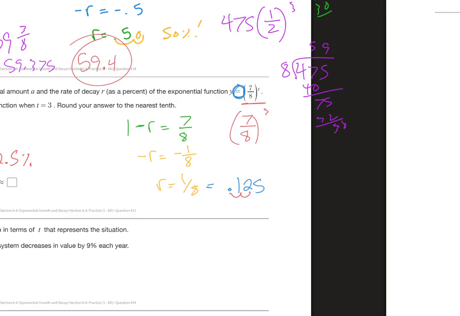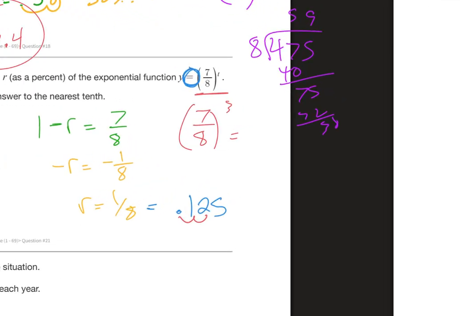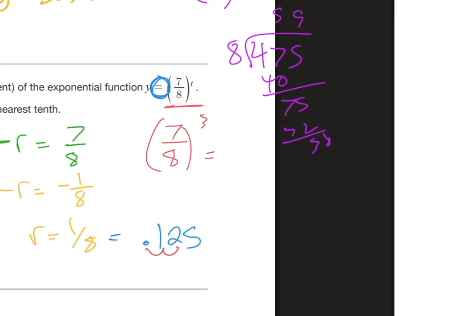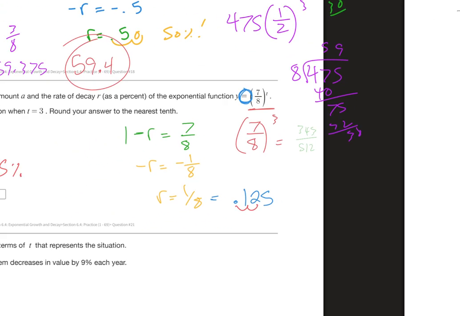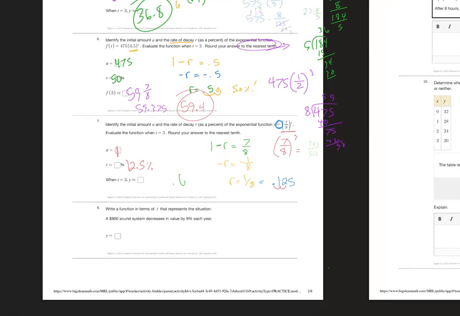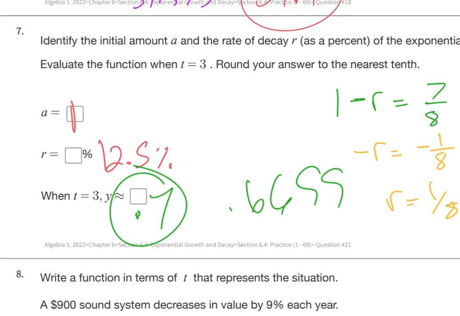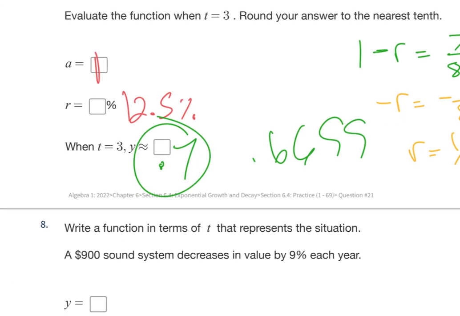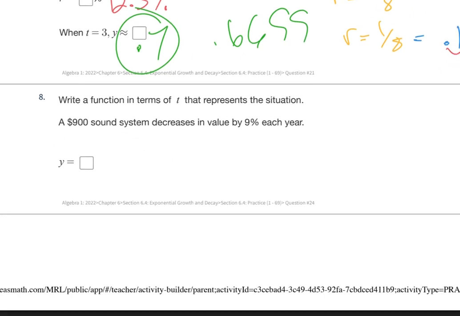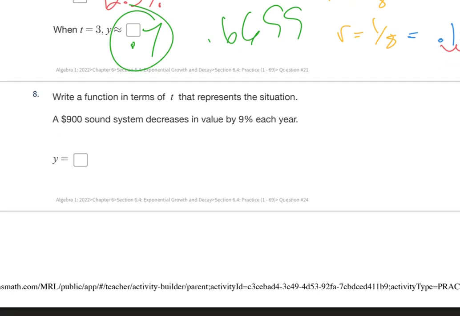Now we've got 7/8 to the third power. Well, I can look over at the board that I've written these things down on. 7 to the third power is 343, and 8 to the third power is 512. I'm putting that in the calculator, and I get 0.66992, blah, blah, blah. The nearest tenth is going to be 0.7. So there are your answers there. 1, 12.5%, and 0.7.